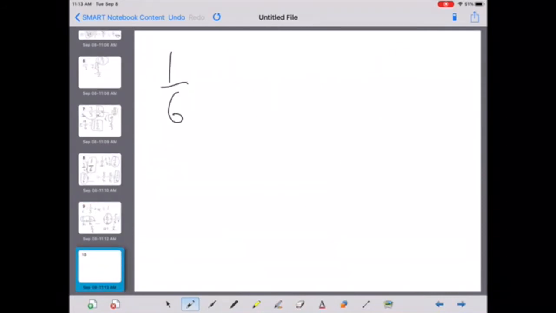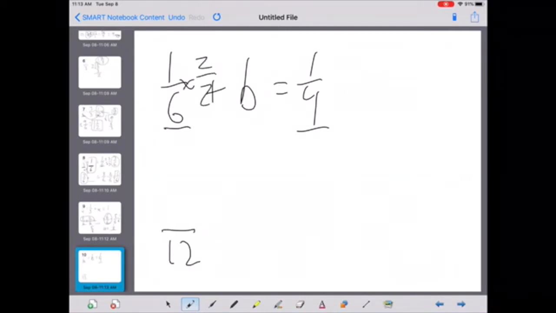Number 18, I have 1/6 plus the letter B equals 1/4. I'm going to switch these and say what number does both 4 and 6 go into? The answer is 12. So 6 times what gave me 12? The answer is 2. So I'm going to multiply this guy by 2 over 2. That switches that to 2. How'd I get from 3 to 12? That's times 3 over 3. So 3 times 4 gave me 12.